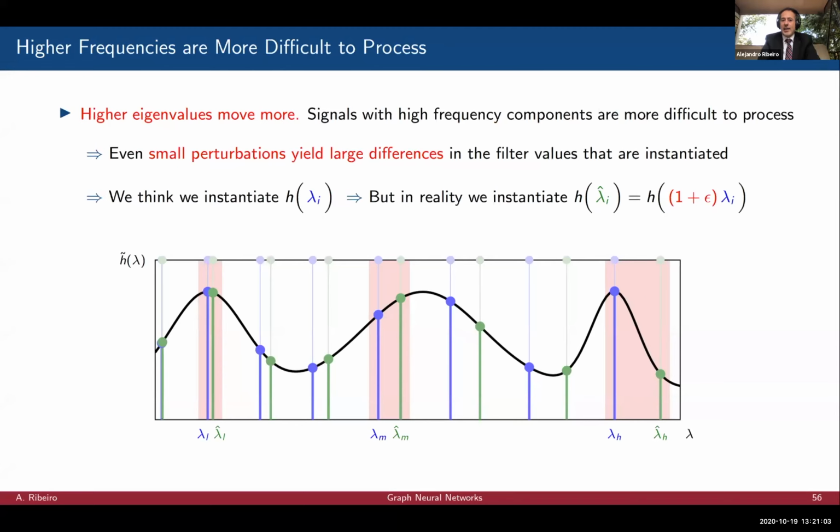Right? So higher eigenvalues move more. Signals with high frequency components are more difficult to process accordingly. Why? Well, because even small perturbations of the graph are going to yield large differences in the filter values that are instantiated. Right? So for example, here at high frequencies, we think that we instantiate h of lambda i, but in reality, we are instantiating h of lambda i hat, the dilated eigenvalue.